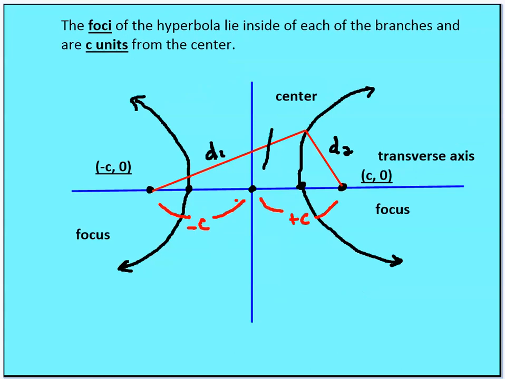The foci of the hyperbola lie inside of the branches, and are C units from the center. So again, we have C and C here, and this doesn't change from the ellipse. And so you can see on a horizontal transverse axis, we have minus C units and plus C units, so C units to the left and then C units to the right from the center, and we end up with the 2 foci.